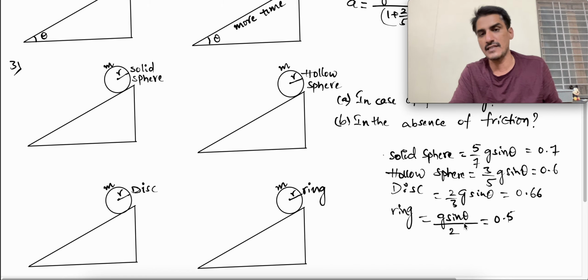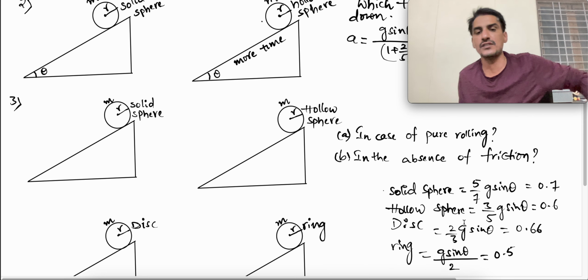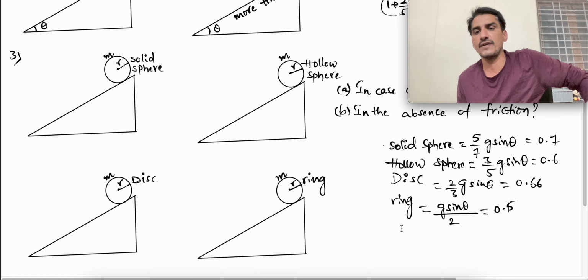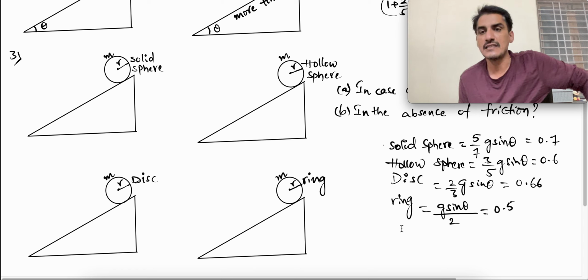Now let us discuss the second condition. In the absence of friction, which one reaches the ground first? Easily we can say, if there is no friction, all the objects do not roll, they just slide. When they just slide, the acceleration of a solid sphere, hollow sphere, disc, ring or whatever the object may be will be g sin theta only, because it is not rolling, there is no friction. That's why all have the same accelerations and all of them will come down at the same time.